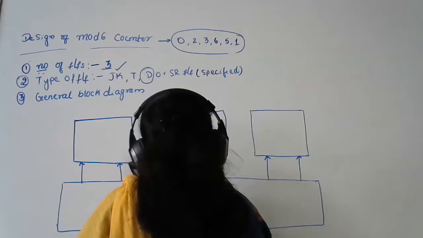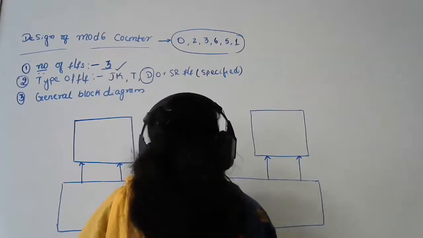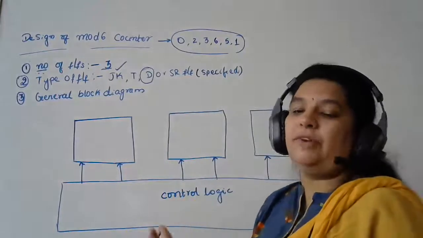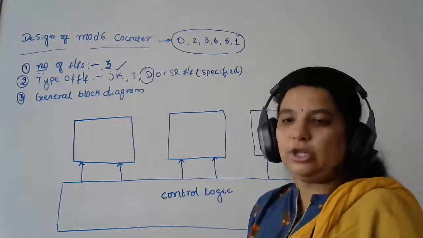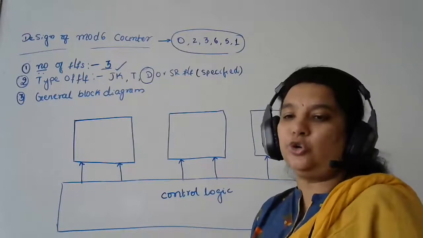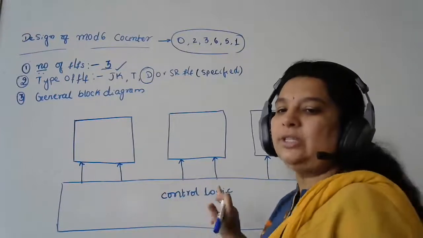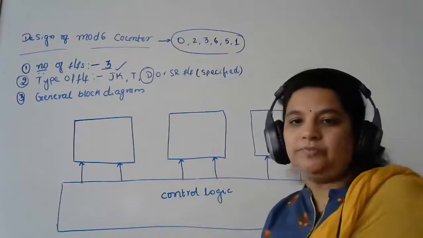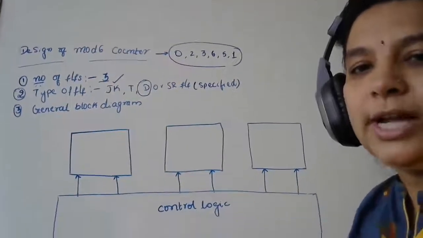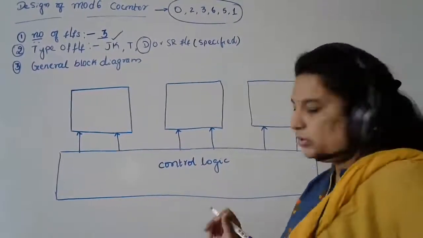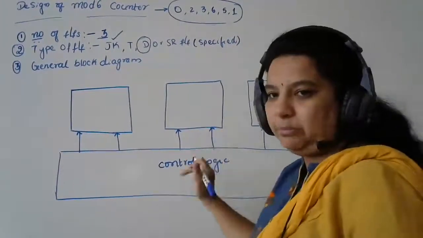So let me write the control logic. This control logic is going to tell me what sequence, what should be the first state. If 0 is my first state, my second state should be 2. Now how do I make my state move from 0 to 2? That will be decided by my control logic. So this is the control logic I have designed, and it will be giving me the inputs.